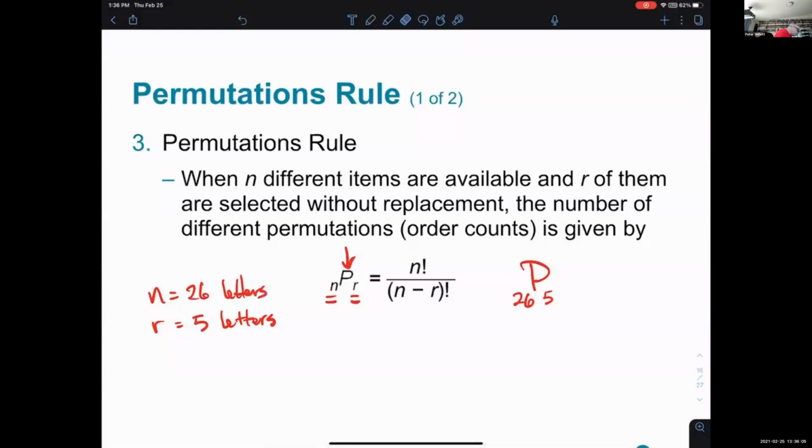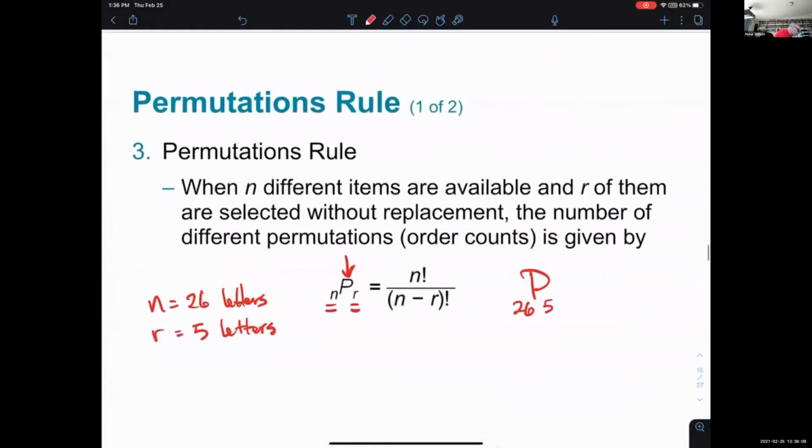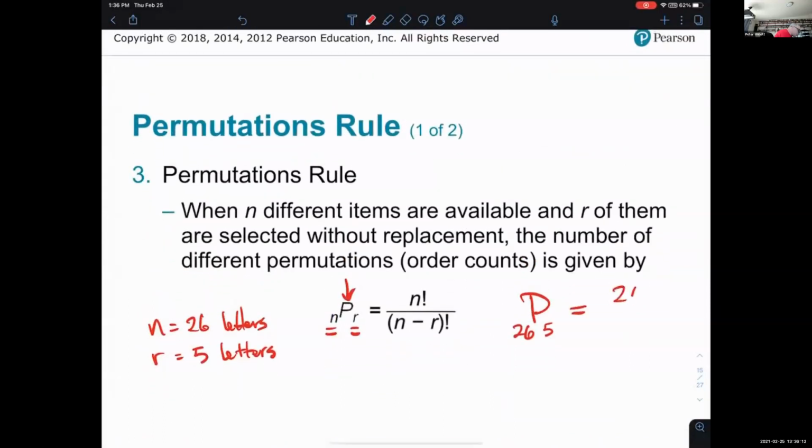But the formula that you would use is 26 factorial, which is a very big number, divided by 26 minus 5 factorial. So in the parentheses is 26 minus 5. If I do that subtraction first, then I get 26 factorial divided by 21 factorial. And that's something you can type on a calculator. So questions about what this notation and this formula are telling you to do when you use it to make a calculation?